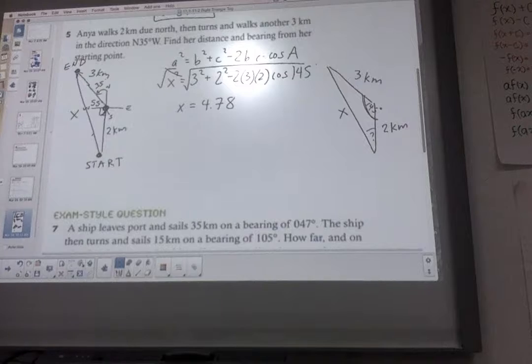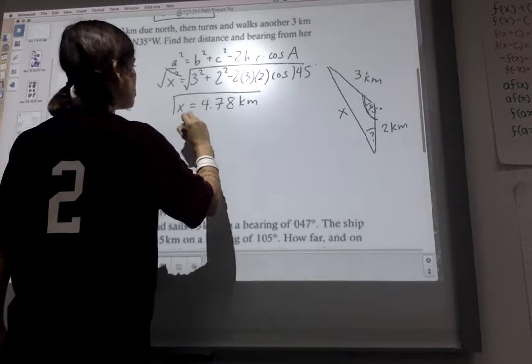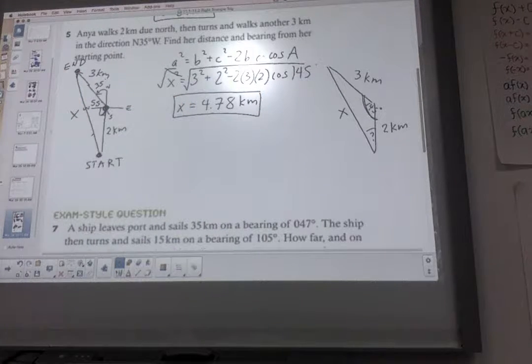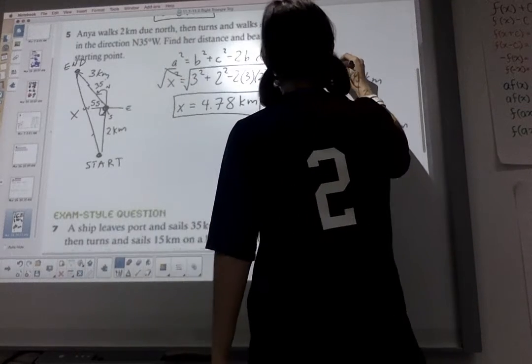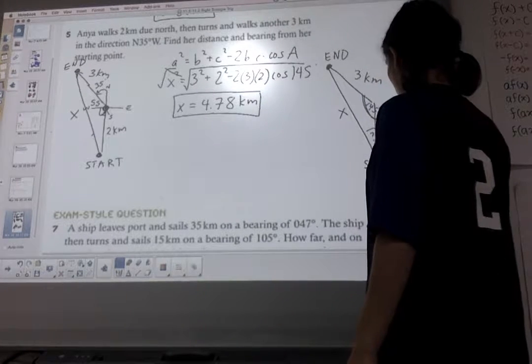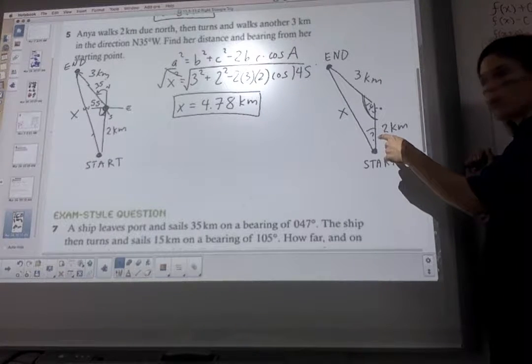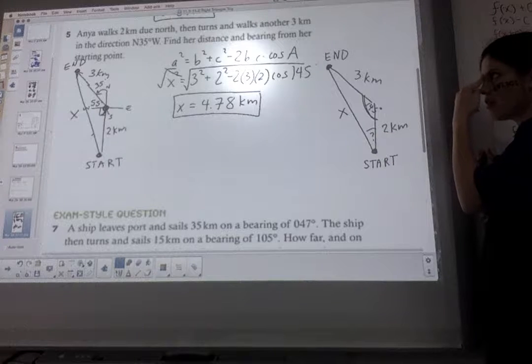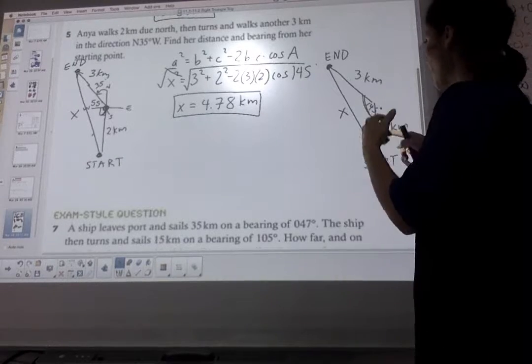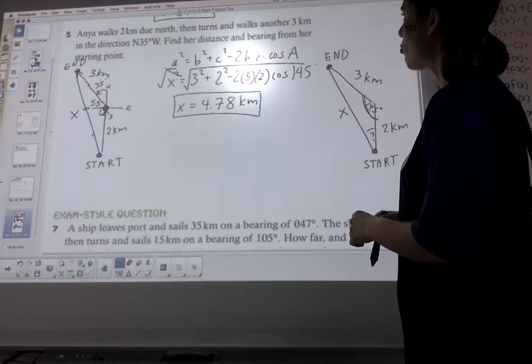4.78 what? Because this is a real life question, kilometers. But you're not done because in this question they do also want the bearing. So you want from where she is, from the end point back to the start point. Do you see this little question mark I put on this angle? Can we do sine rule? Find the bearing and the distance. Wait, why did I put it there? Find her distance and bearing from her start point.